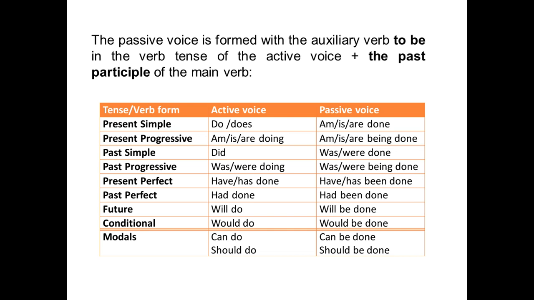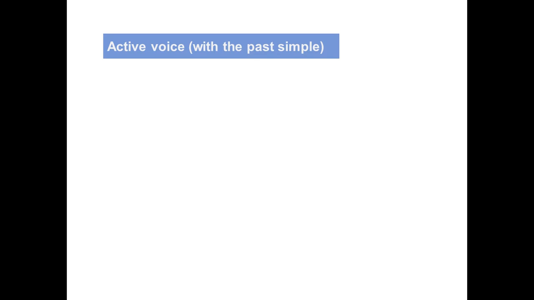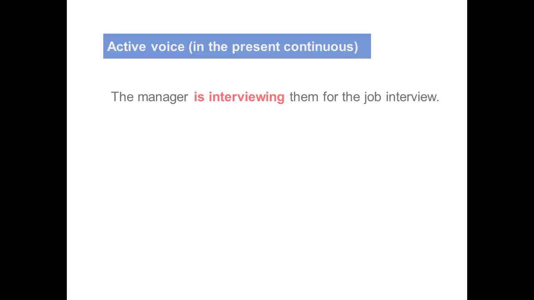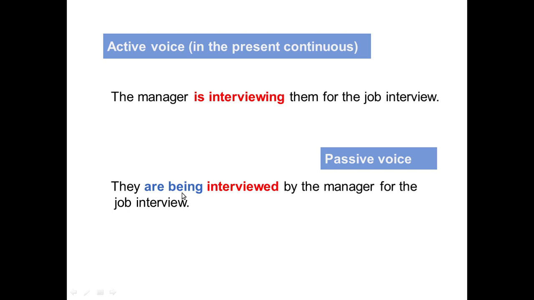Great, excellent. So, here I have some examples. My sentence is past, so I use my verb to be in the past form. The managers interviewed Joshua for the job. Joshua was interviewed by the managers for the job. Here I have present continuous. The manager is interviewing them for the job. They are being interviewed by the manager for the job.